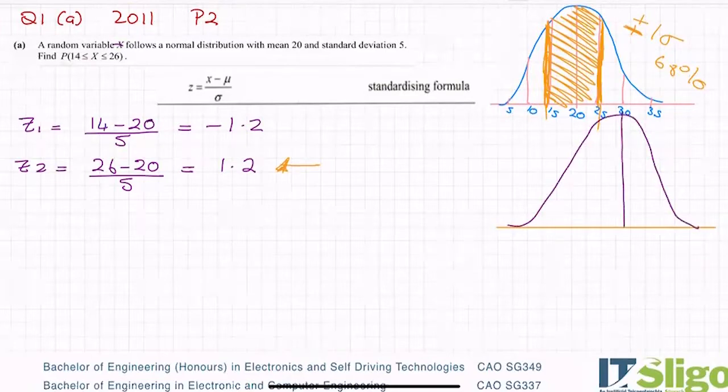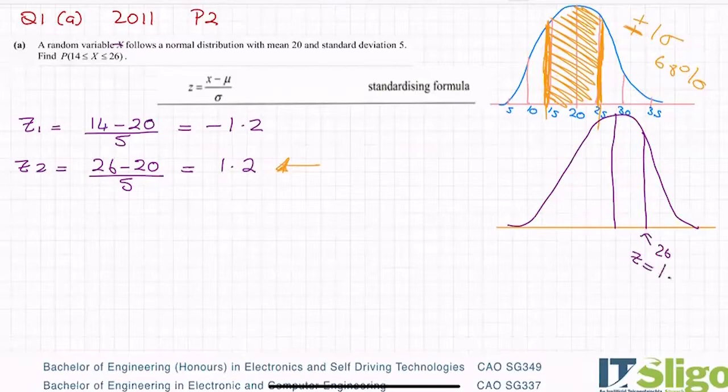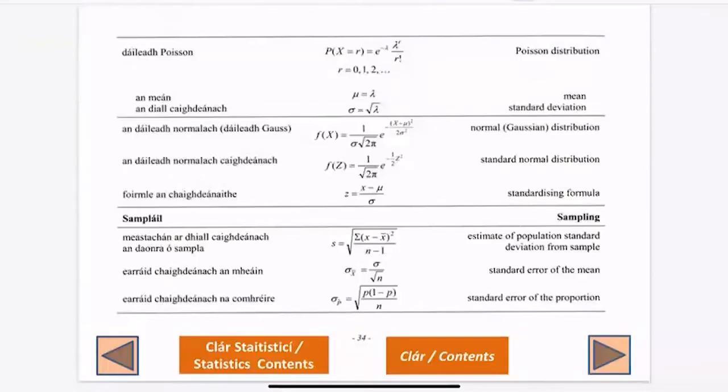There's my mean in the middle, not very symmetrical. There's my mean, and there's my 26. And we know that's a z-score value of 1.2. So when we normalize it, like we've done using this formula, we're 1.2 standard deviations above.